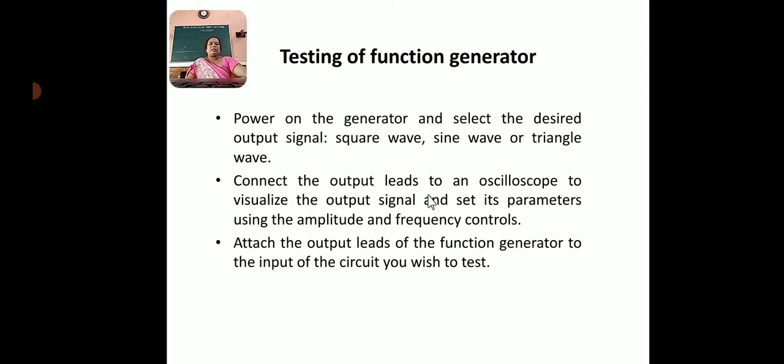So students, in this video we are discussing a brief idea for testing, specifications, distortion factor meter, and wave analysis of a function generator. In the first slide I am going to explain testing of a function generator. How to test the function generator? First we power on the function generator and select the desired output signal: square wave, sine wave or triangle wave.